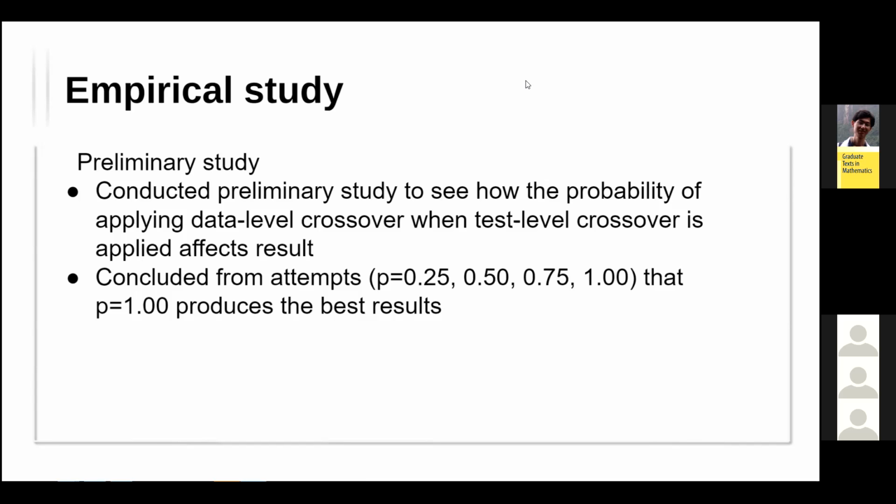For example, when P is equal to 1, it means that as long as test level crossover happens, we always apply data level crossover. And P equals 0.25 means that there is only a 1/4 probability to apply data level crossover when the test level crossover happens. Okay. Yeah, okay, that's it.